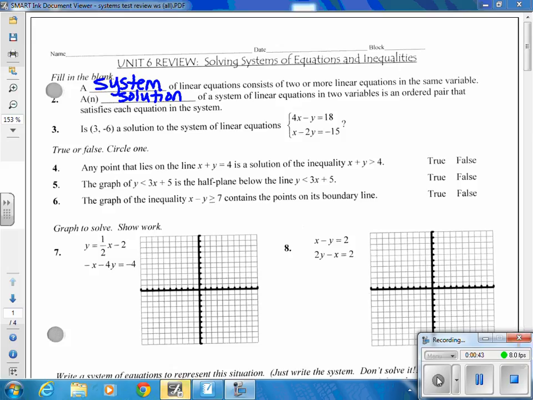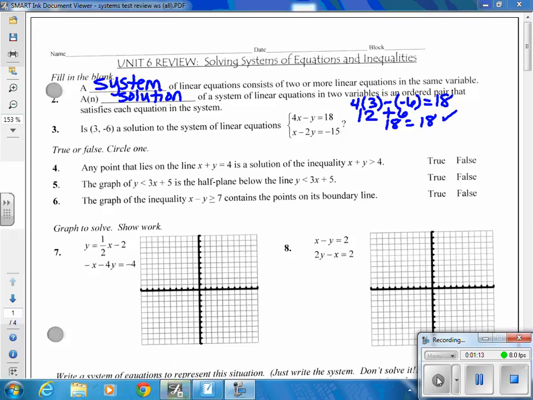For number 3, is (3, -6) a solution to the system of equations given? The best way to do this, remember, is to check it out. So we need to plug in the 3 and the -6 where the x and the y stand. So in the first equation, that's 4 times 3 minus -6 equals 18. I'm going to multiply first. 4 times 3 is 12. 2 negatives make a positive. 12 plus 6 is 18. 18 equals 18. It works in the first one. You cannot automatically assume that it's going to work in the second one without testing it out.